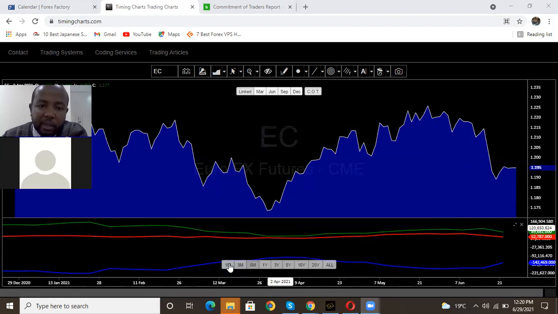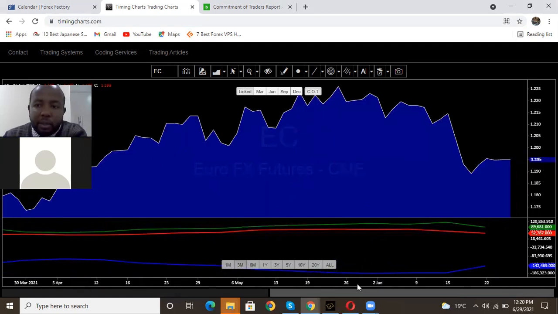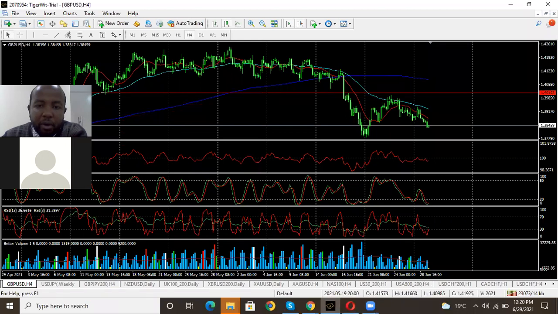So I can check 1 month. So this is my future Euro. Now Euro FX futures. I'm talking of all the Euros. So when I go to 1 month, this is what I see. This is 3 months. So we are at 1.195. And then I can go back to my chart and check what's happening to my Euro.